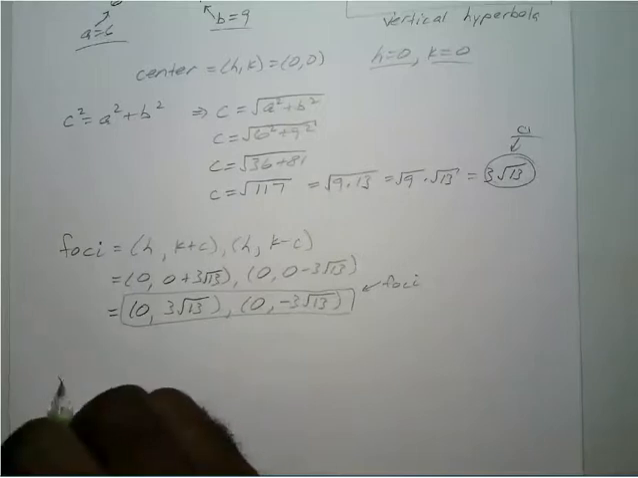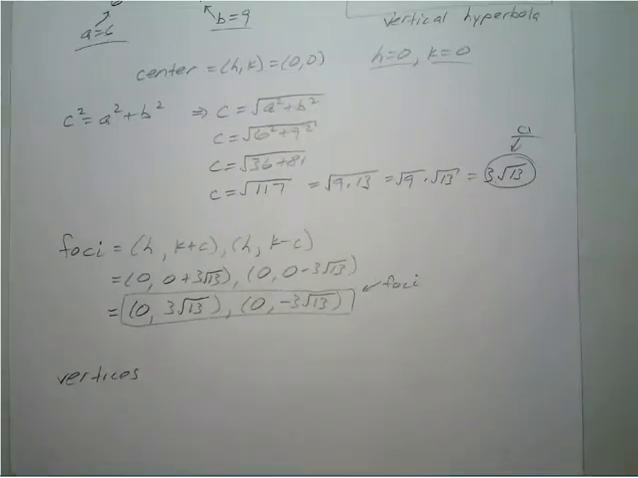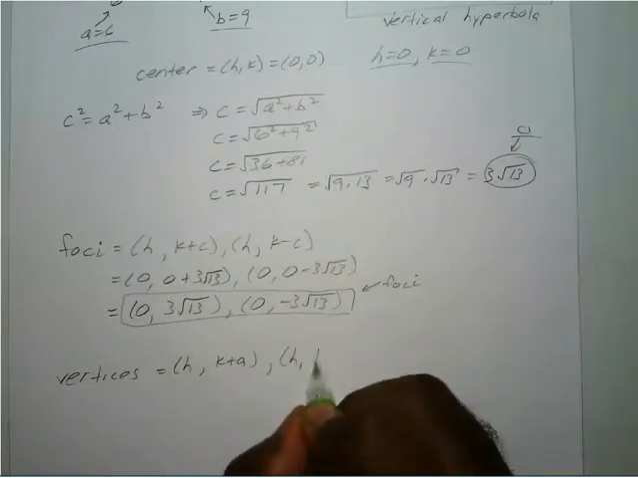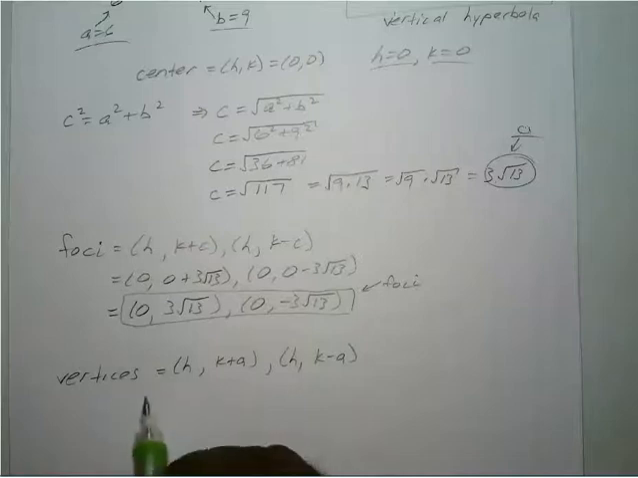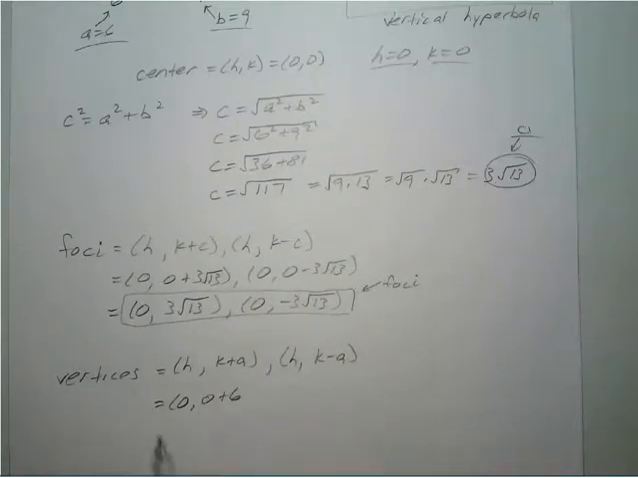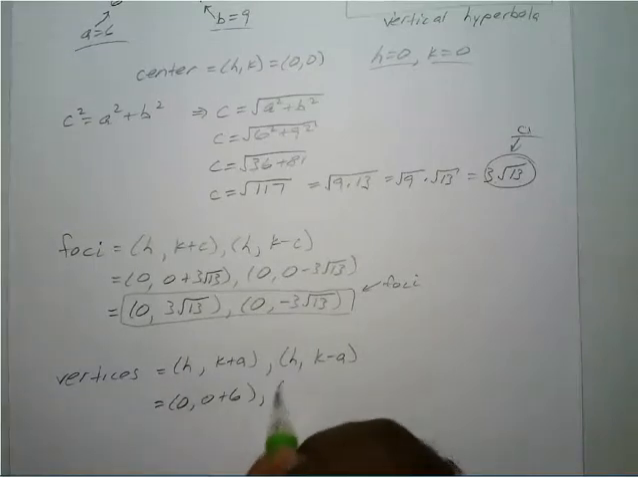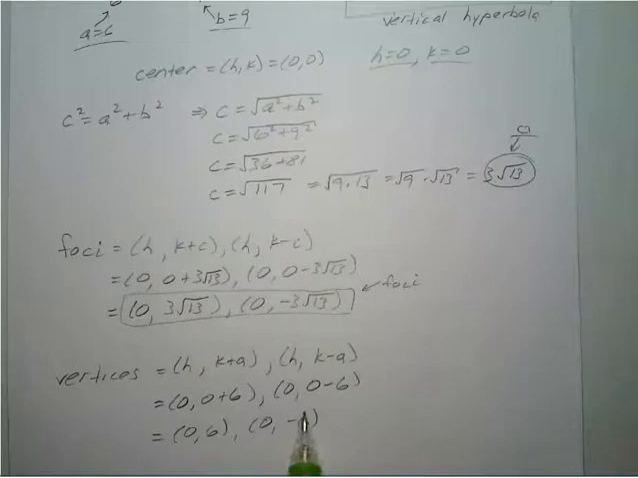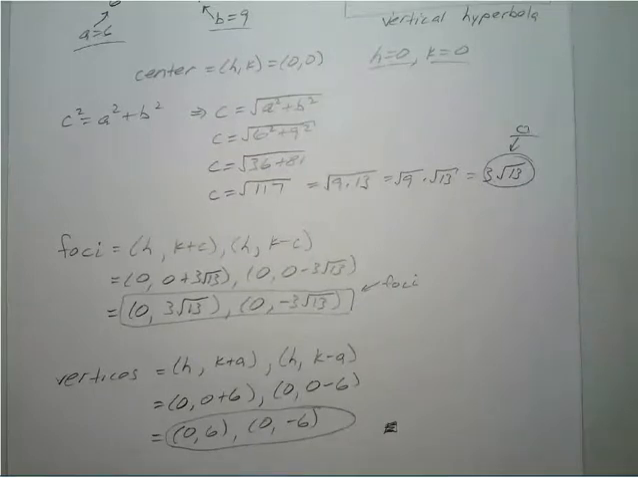All right, now we find our vertices. Remember, for your vertical hyperbola, (h, k plus a) and (h, k minus a). So it's going to be (0, 0 plus 6), since your a is equal to 6, and (0, 0 minus 6). So the points for your vertices are (0, 6) and (0, negative 6). If you are still writing this, of course, feel free to press pause, but we're going to go ahead and move on to our next example.